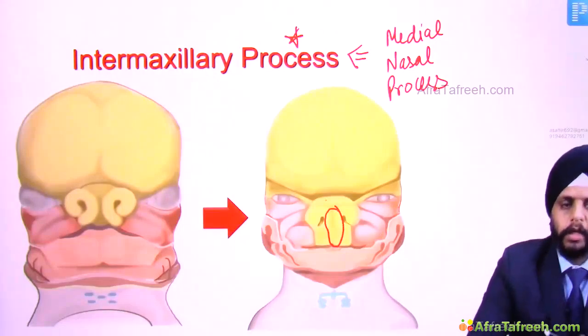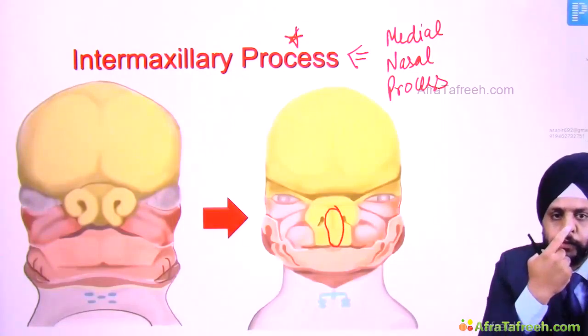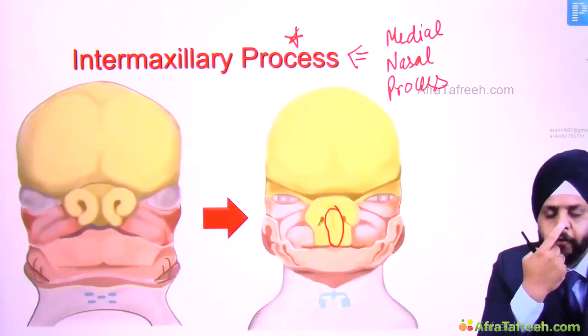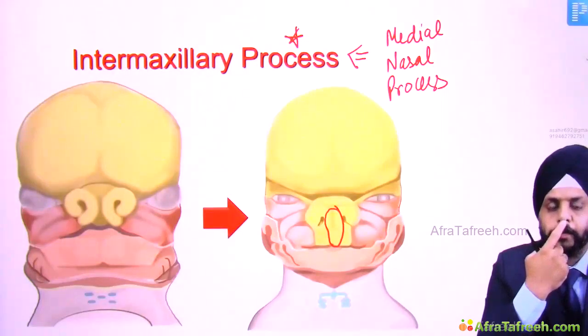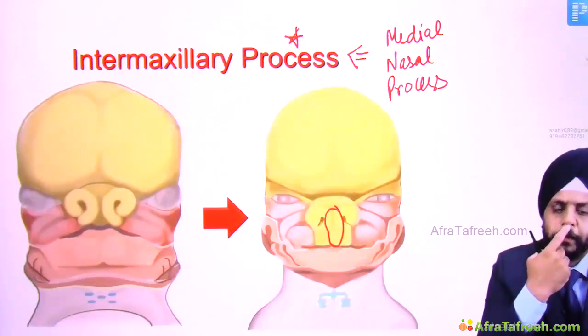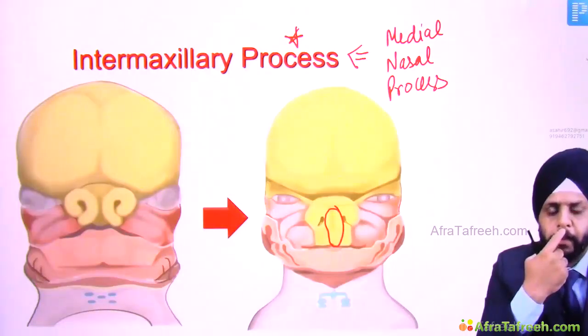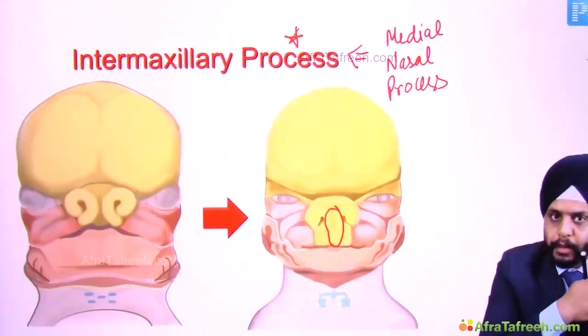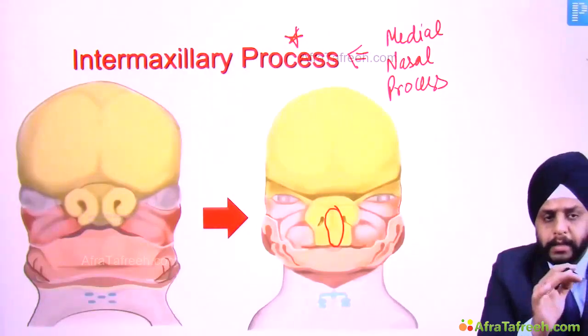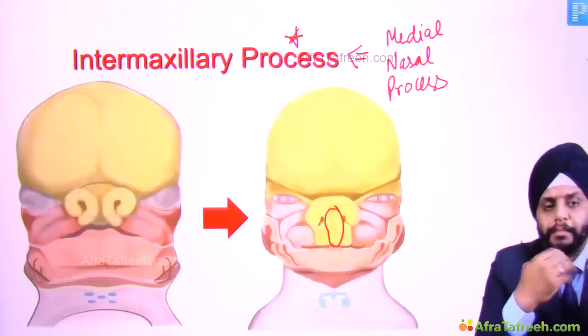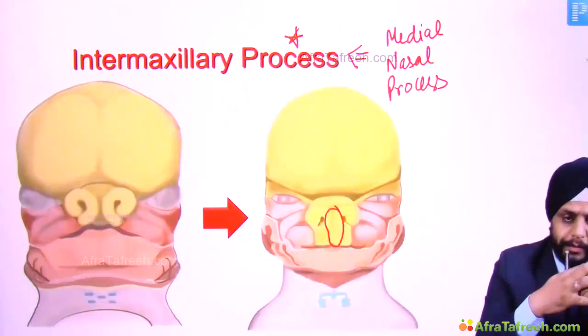What do you see? It forms the tip of the nose. As you can see over here, it forms the tip of the nose, and it forms the columella, the base of the nose, the center, that is known as columella or crest. And it forms the philtrum, the central part of the upper lip. That is formed by the intermaxillary process, or you can say the medial nasal processes of both sides.